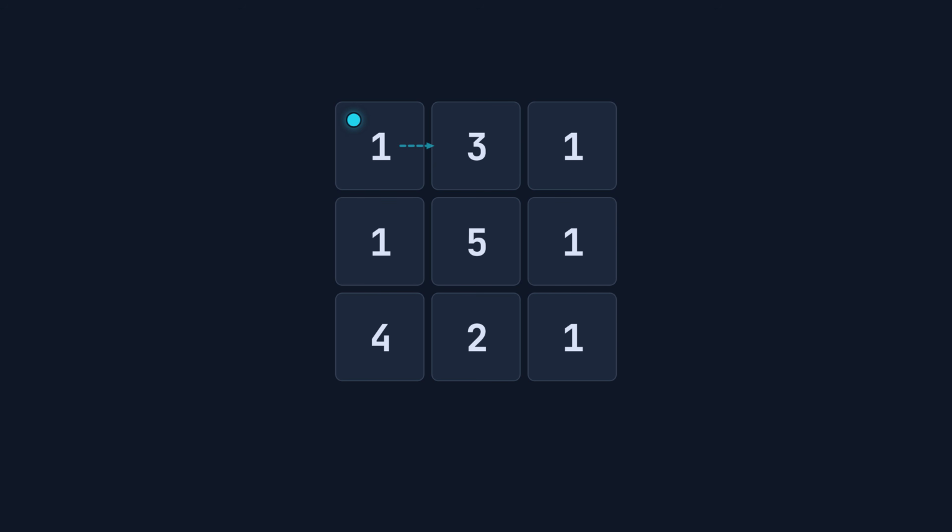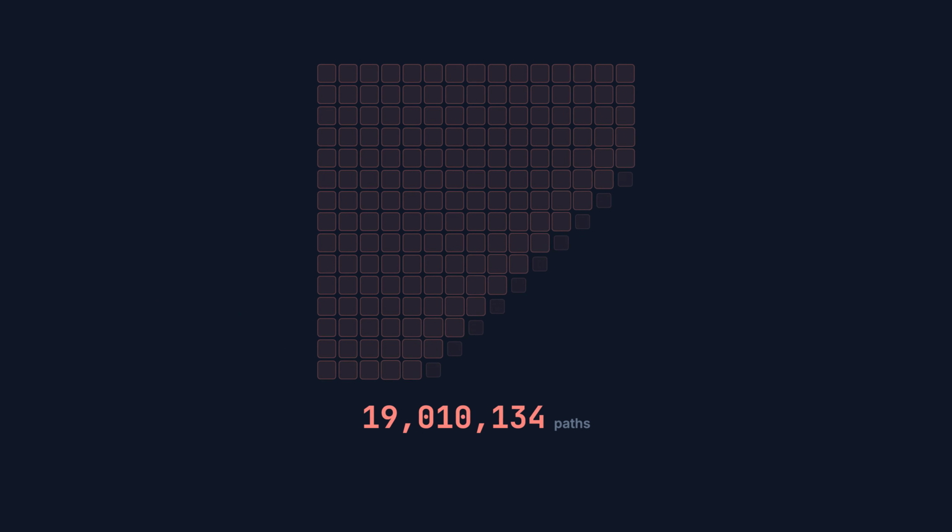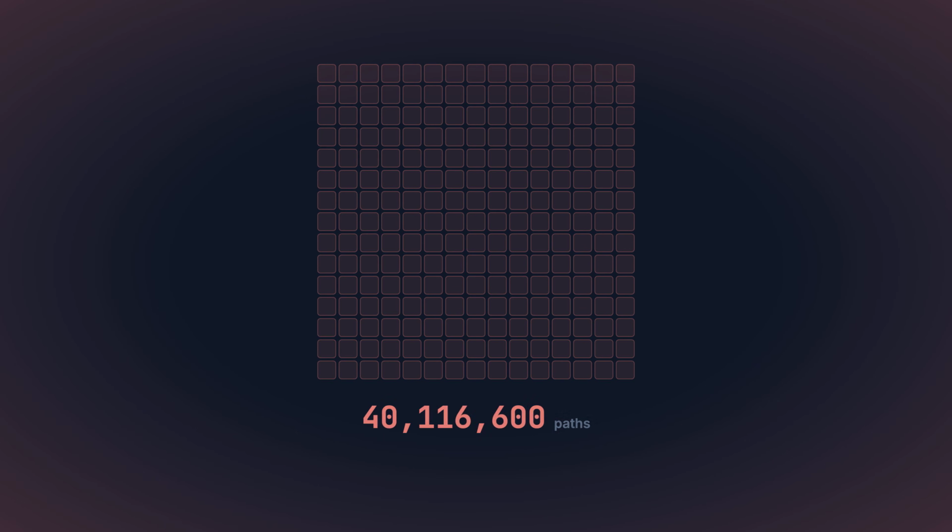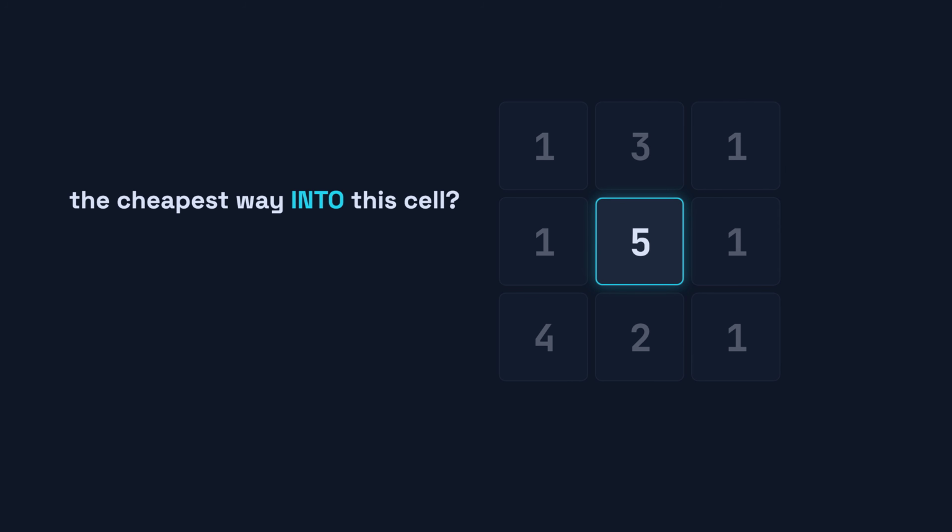You can only move right or down, and you want to reach the bottom right corner paying as little as possible. Brute force doesn't work here either. You could trace every path and keep the cheapest, but a 15 by 15 grid already has about 40 million paths. So let's forget the whole grid for a second. To know the cheapest way into this one cell, what do you actually need?